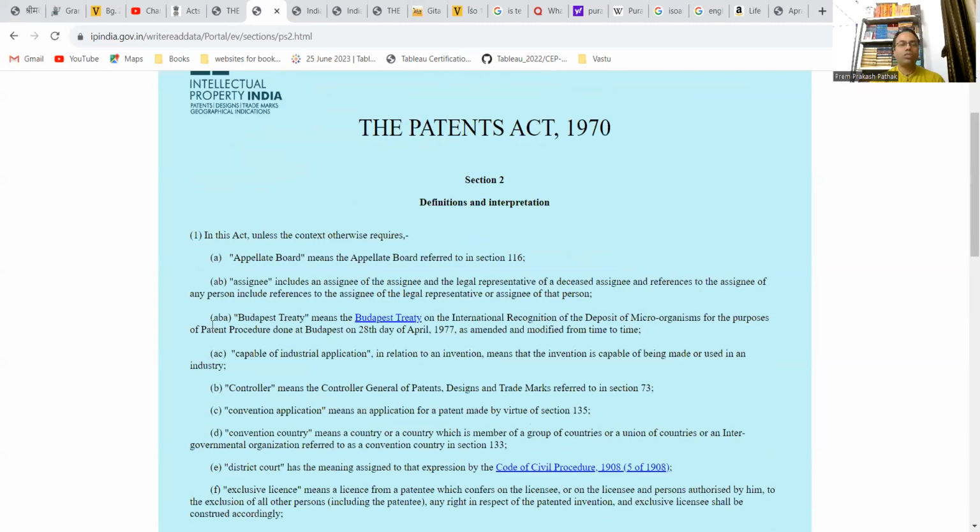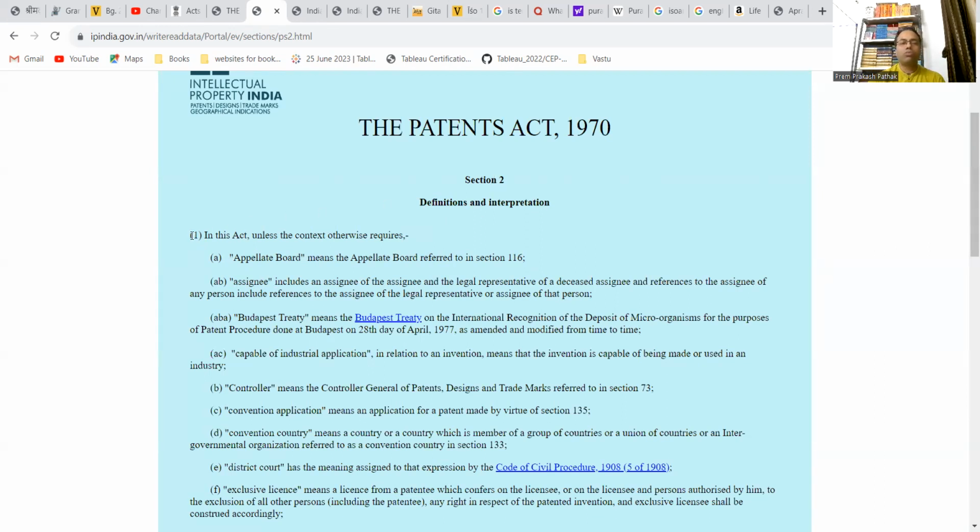And in subsection 1 there are many definitions. So subsection 1A, appellate board means the appellate board referred to in section 116. Now this section 116 is completely abolished. So this section 116 is not there. This publication is older, and therefore they still have mentioned this. So section 116 is now cancelled. This doesn't exist now. The appellate board is not there. All the activity of the appellate board is now with the High Court.